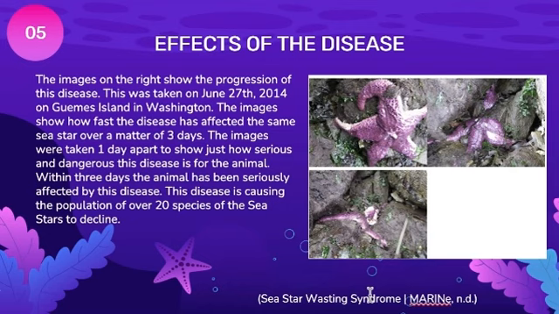The images on the right show the progression of this disease. This was taken on June 27, 2014 on Guemes Island in Washington. The images show just how fast the disease has affected the same sea star over a matter of 3 days. The images were taken 1 day apart to show just how serious and dangerous this disease is for the animal. Within 3 days, the animal has been seriously affected by this disease. The disease is causing the population of over 20 species of the sea stars to decline.